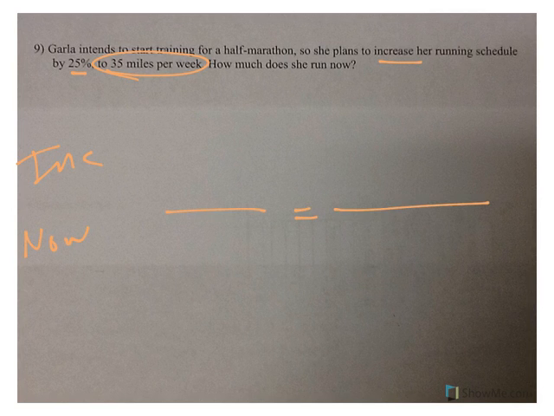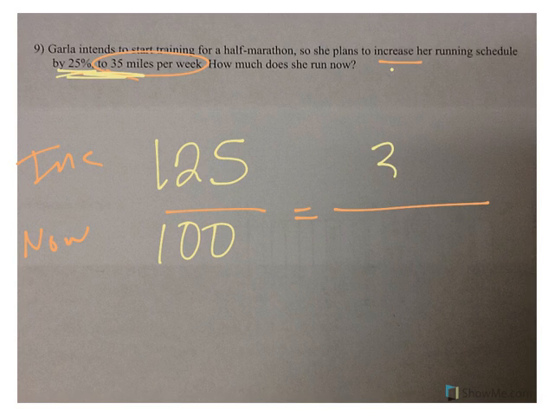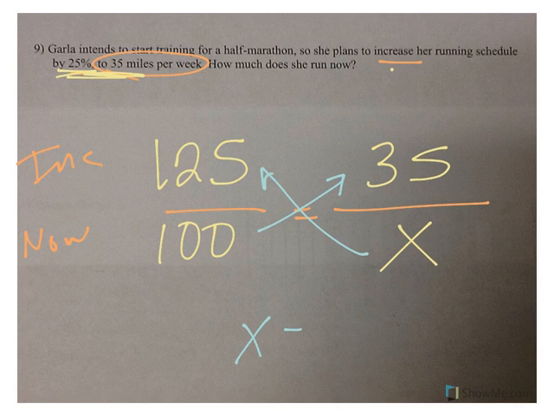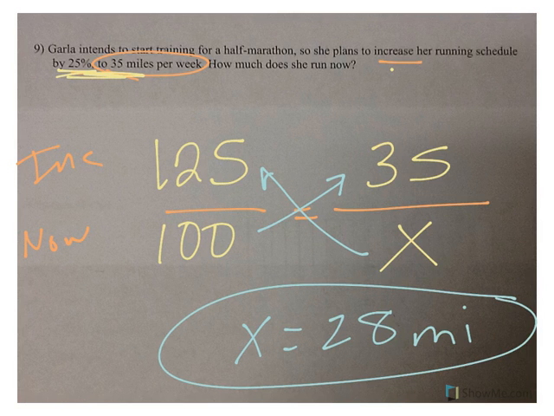All right, so she wants to increase by 25%. So her increase will be 125%. Her now is 100%. And remember, her increase is 35 miles. How many is she doing now? So when we cross multiply, 125x equals 3,500. Right now, she is currently doing 28 miles a week. Not bad at all.